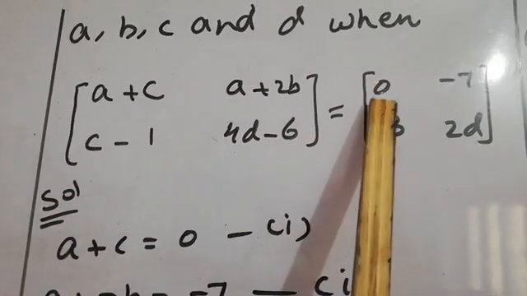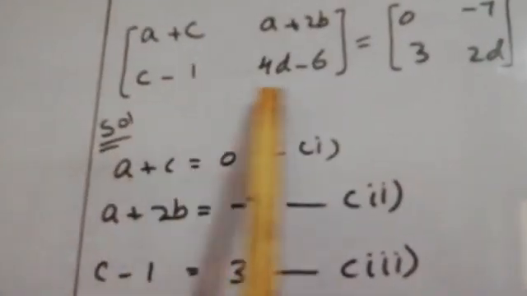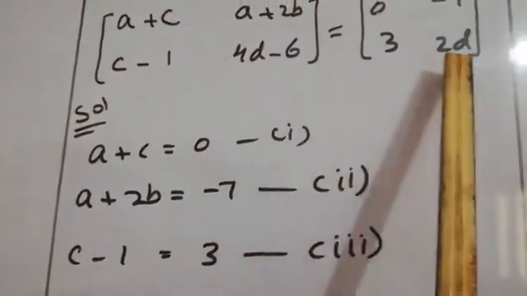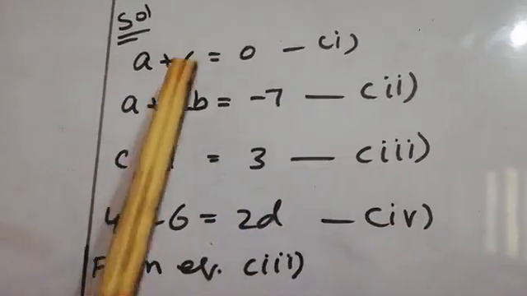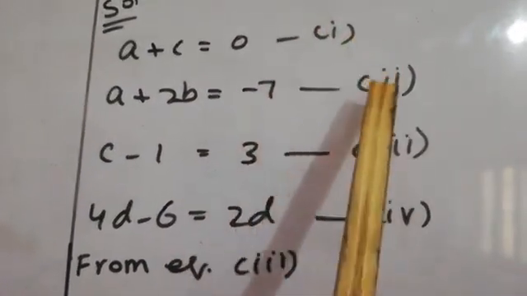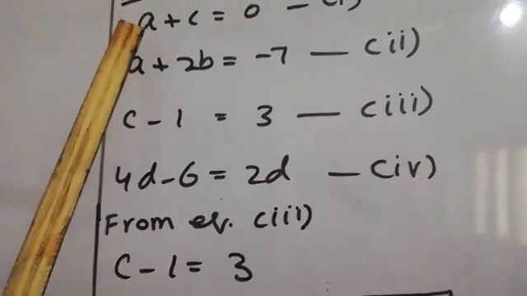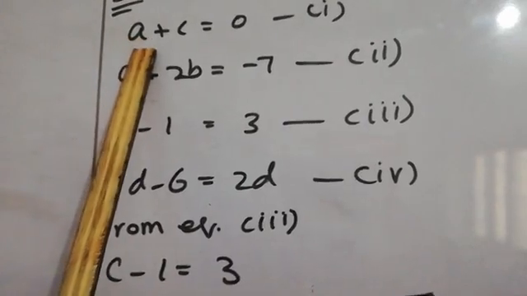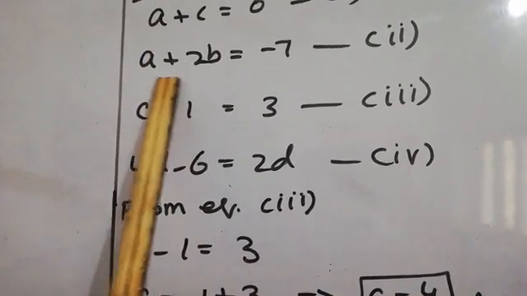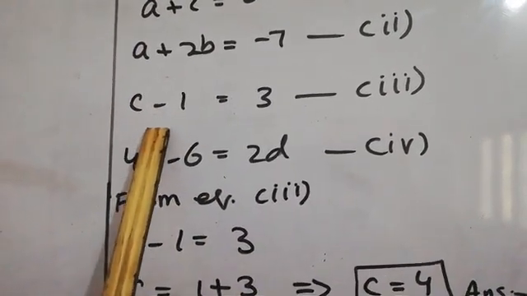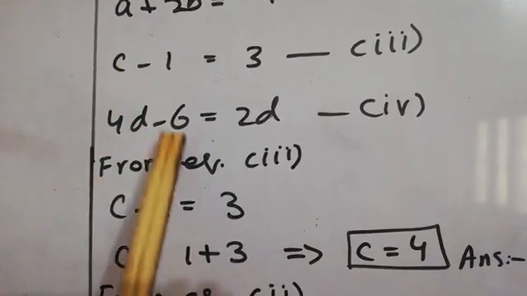A plus C equals 0, A plus 2B equals -7, C minus 1 equals 3, and 4D minus 6 equals 2D. We write these as equations 1, 2, 3 and 4. Now we are going to find the missing values A, B, C, D. Dear students, in equations 1 and 2 there are two unknowns, A and B, but in equation 3 there are 2 constants and one variable. So first we will consider equation number 3.